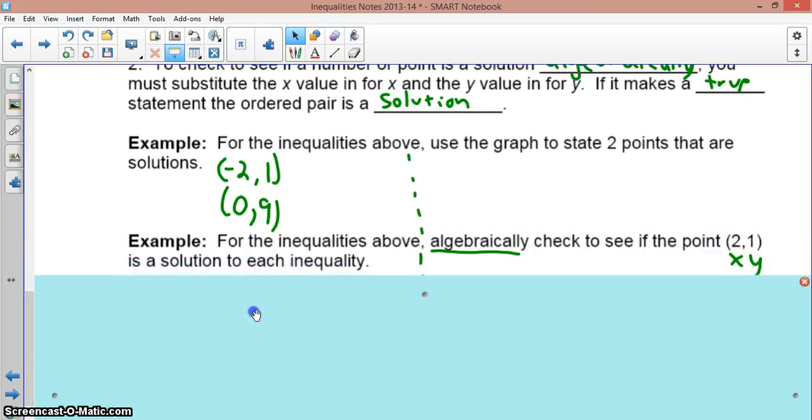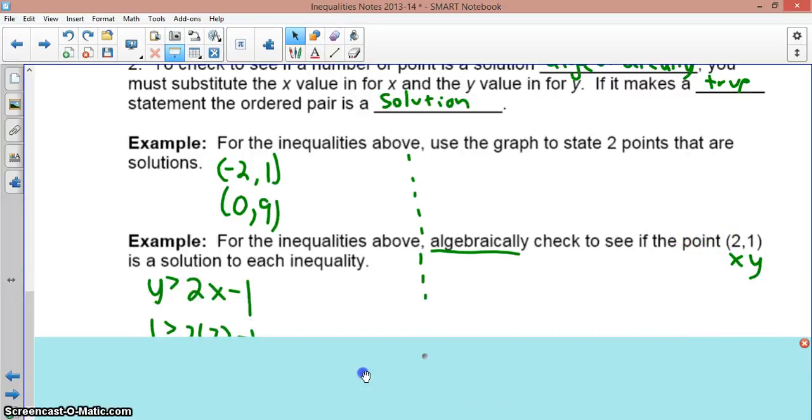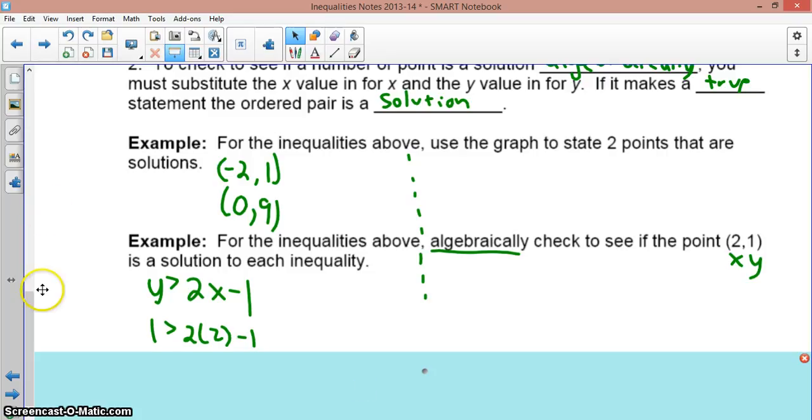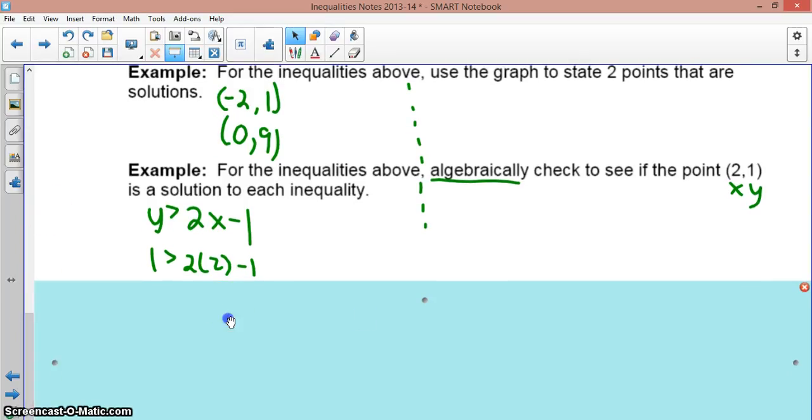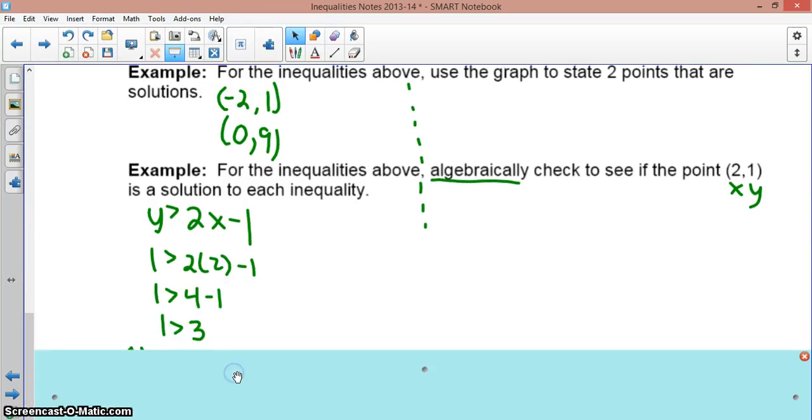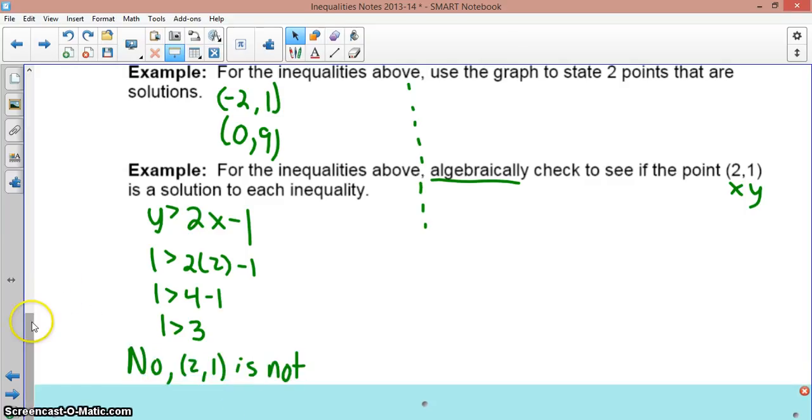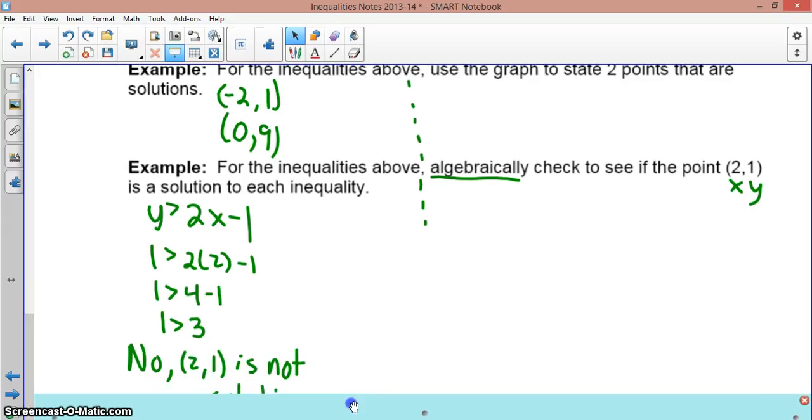Also, I can check algebraically to see if something is a solution. Algebraically means I have to actually plug them into the inequality. So if the point (2, 1) needs to be checked, 2 is my x, 1 is my y. I plug that into my inequality on the left-hand side. And I end up with 1 is greater than 3. 1 is not greater than 3. So therefore, (2, 1) is not a solution.